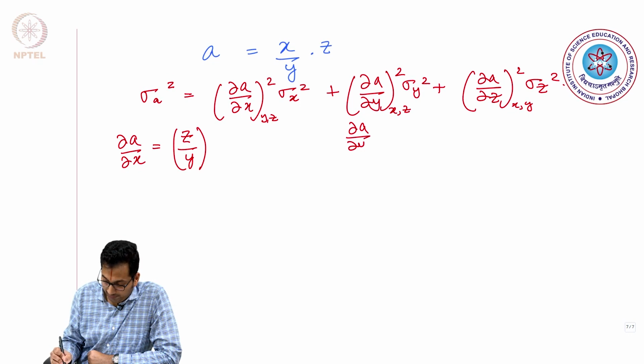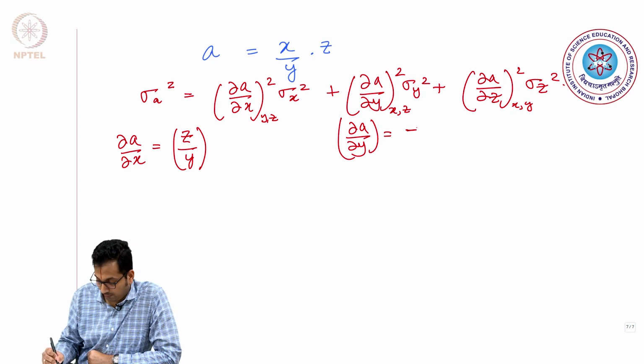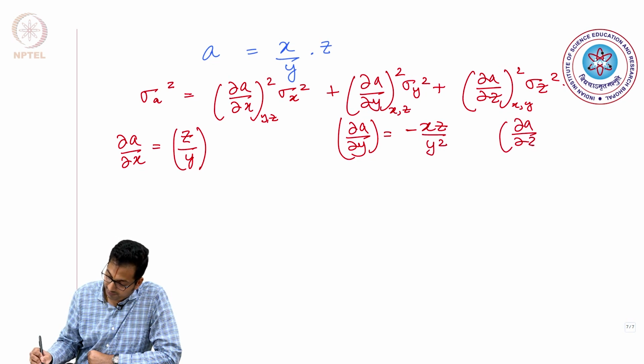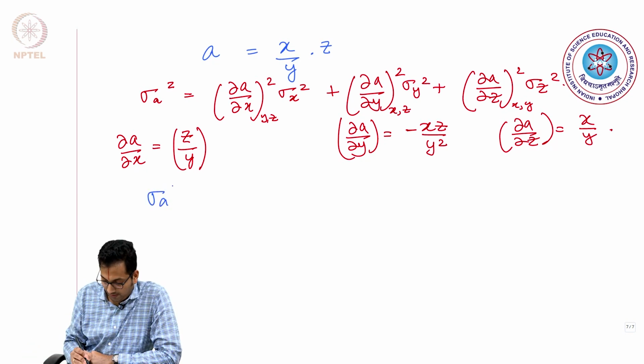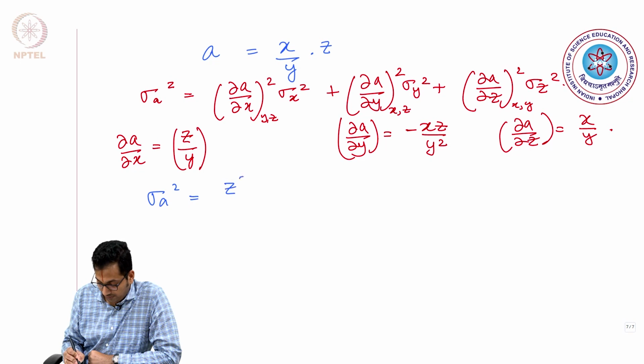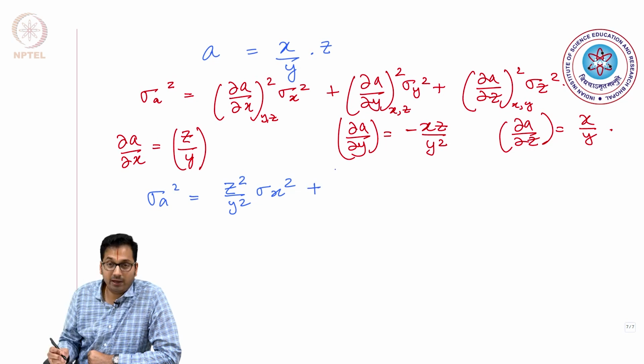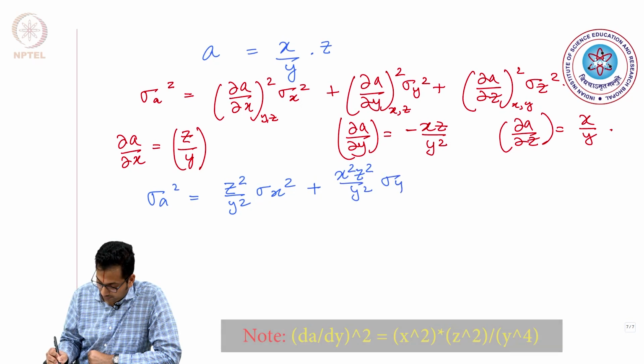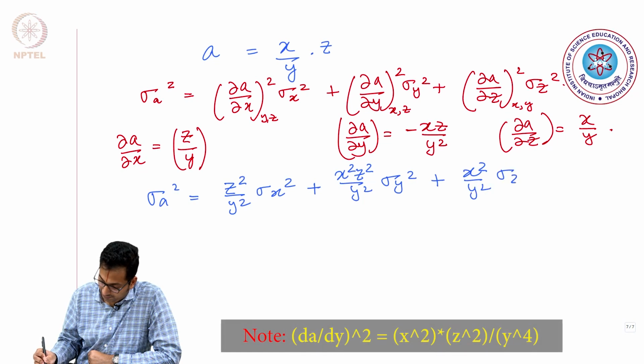∂A/∂y is going to be equal to minus xz by y square, and ∂A/∂z is going to be equal to x by y. Therefore, sigma A square is going to be equal to z square by y square times sigma x square plus, because the square of minus xz by y square will be plus x square z square by y to the power 4, sigma y square plus x square by y square sigma z square.